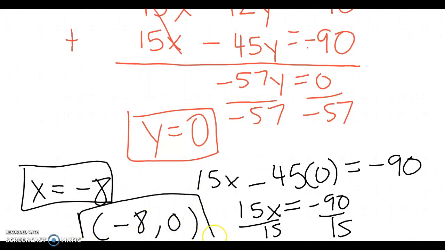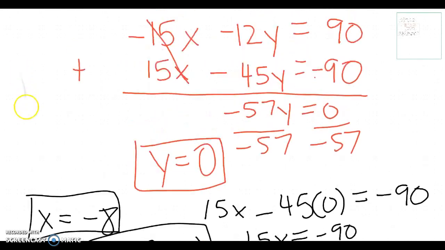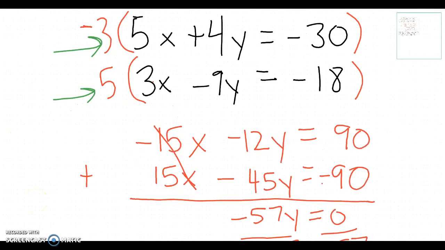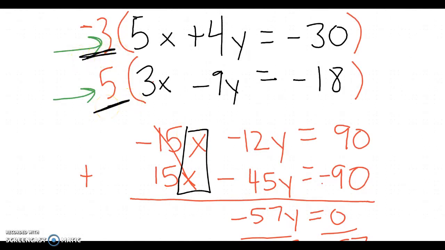Try some of these problems. So again, elimination, we're just going to add the two things together. You want to make sure that one of the variables is exactly the same so that they'll cancel out. If they're not, you have to multiply the equations by a number until they will cancel.